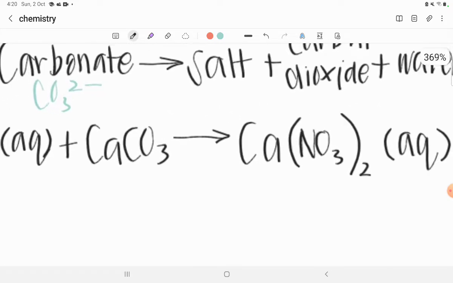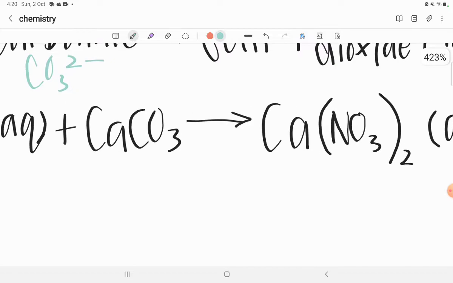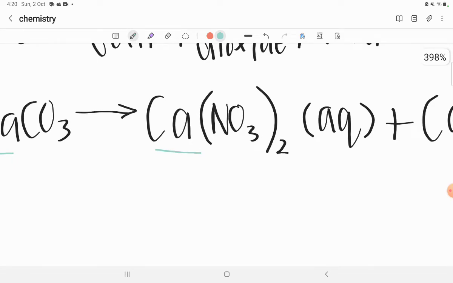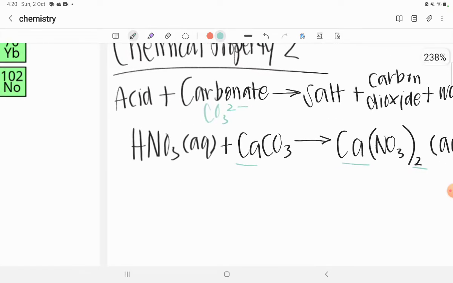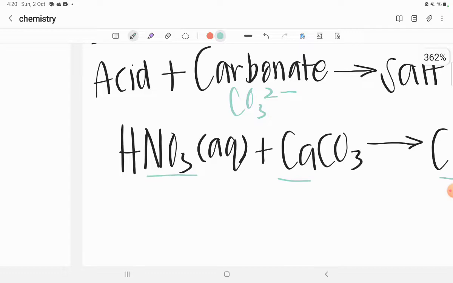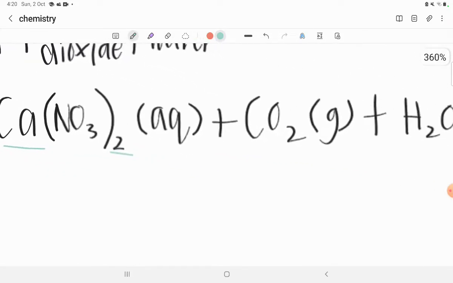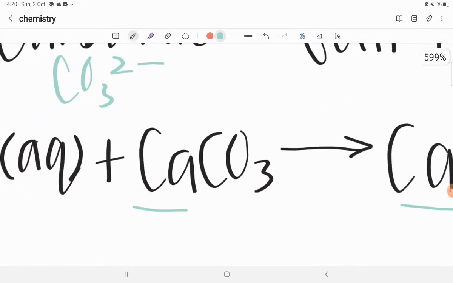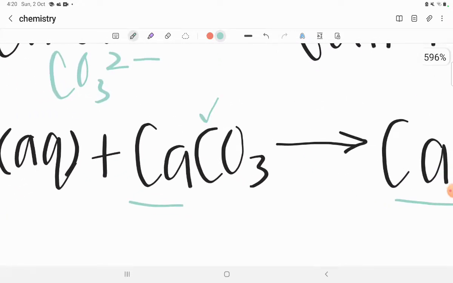Okay, let's look at the number of calcium. There's 1 calcium and there's 1 calcium over here, so that's perfect. And then there's 2 NO3s. Here we only have 1 NO3, right? Okay. Then we have CO2. Here we have CO3. So let's just cancel, and we have one oxygen left.